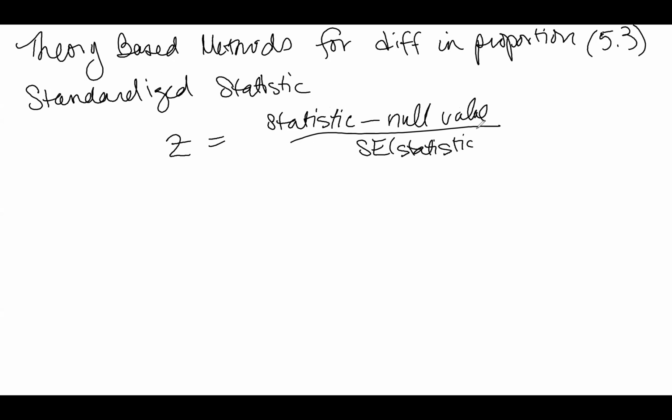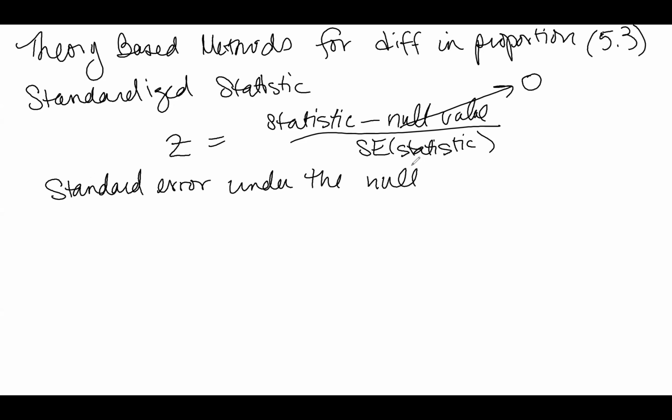And with categorical variables, we have to think a lot about what we're actually measuring with that standard error of the statistic, because sometimes we'll use one equation over another. And this null value for the purposes of our class is always going to be 0, because we're always going to assume that there is no difference. So let's talk about the standard error under the null first. So this is when we're assuming that our proportions are equal.